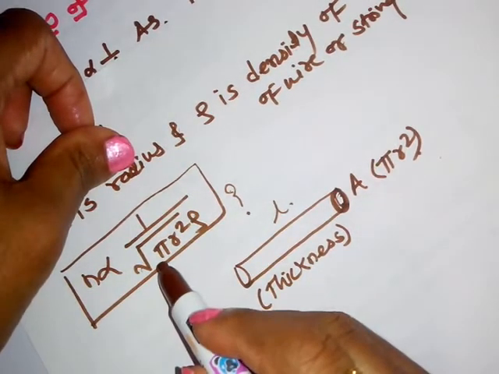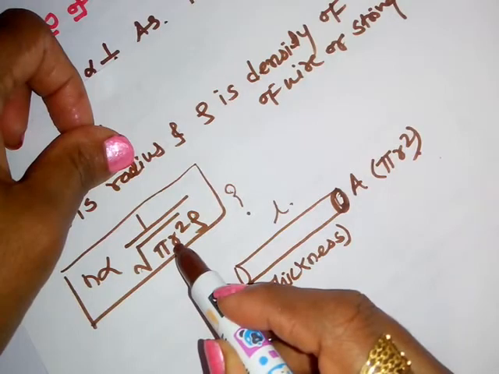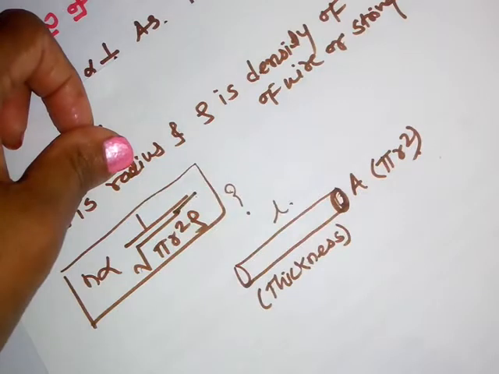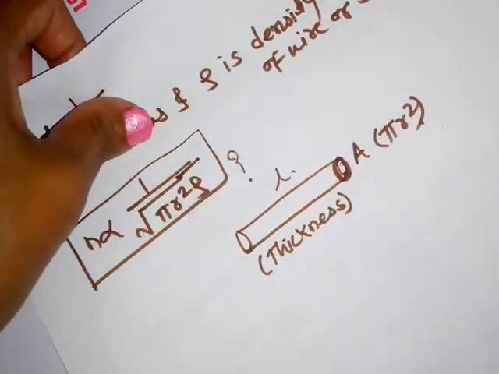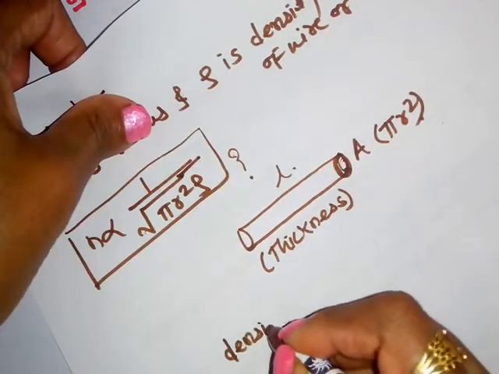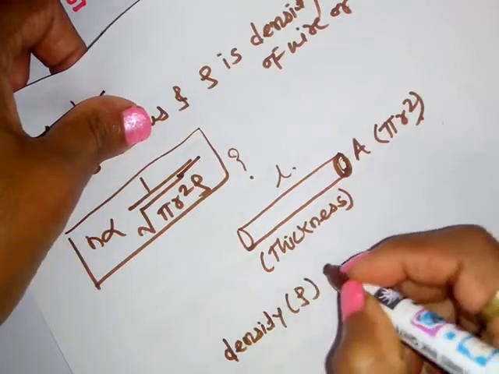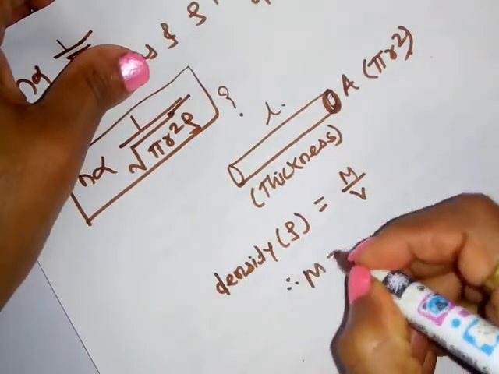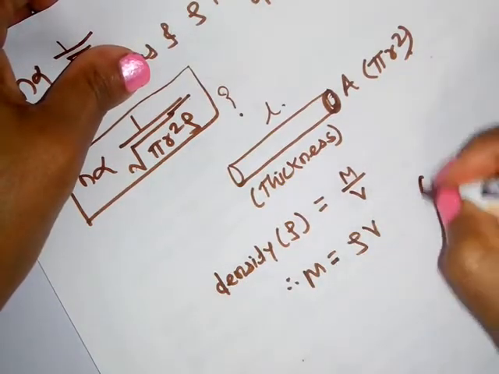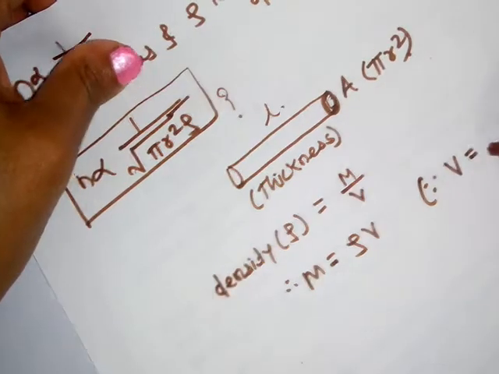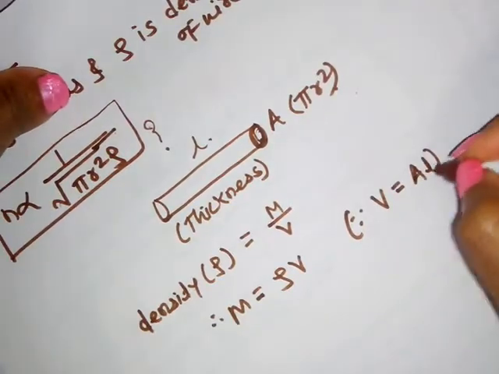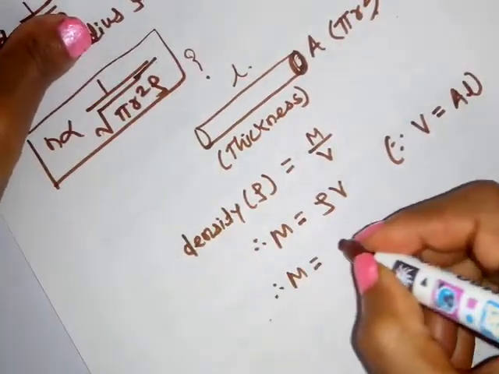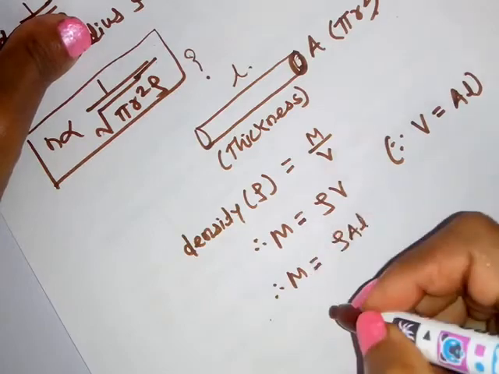In this formula, pi is a constant, r is the radius of the wire or string, and rho is the density of the material of the wire. Now we have the density given by rho is equal to mass upon volume. Therefore, mass is equal to rho into V. But here V is the volume. Volume is nothing but the area into length. Then this formula can be written as M is equal to rho into A L.